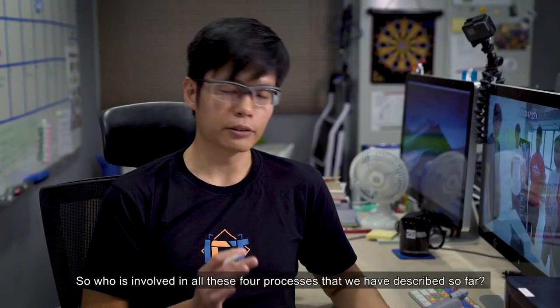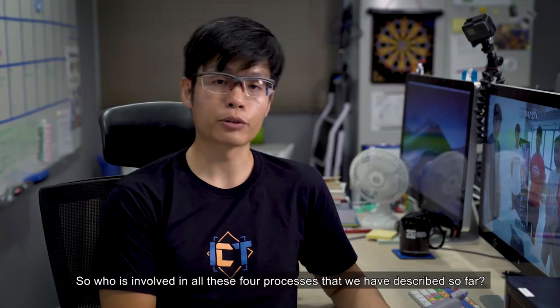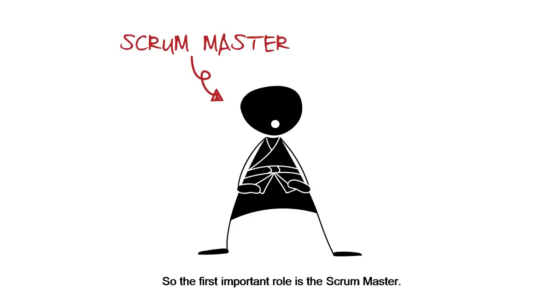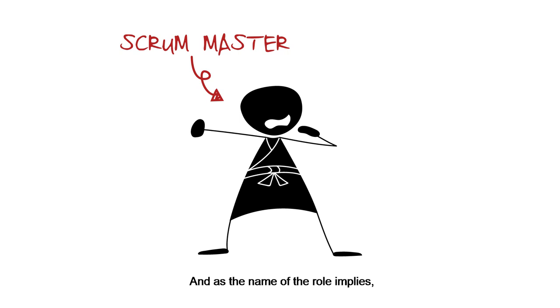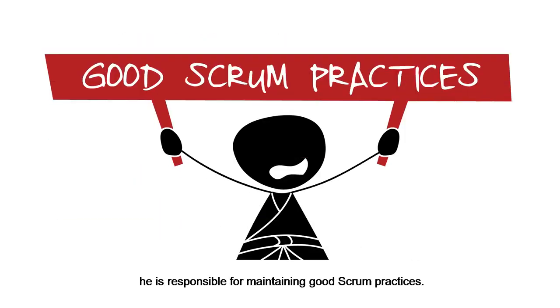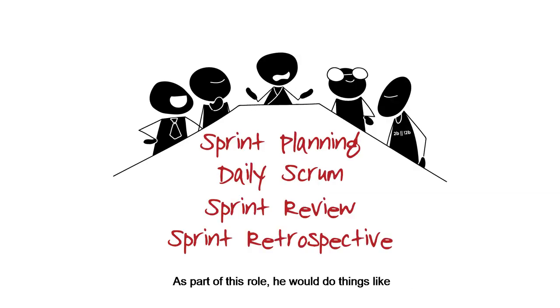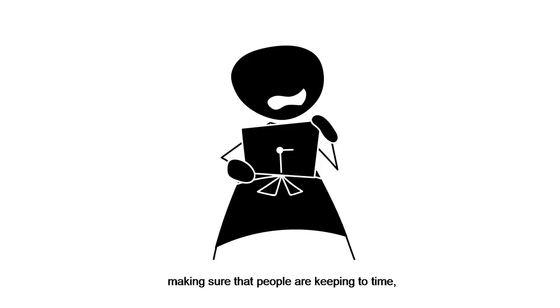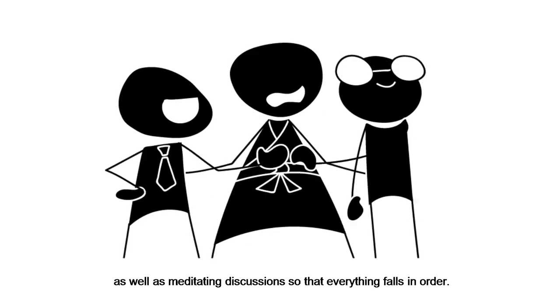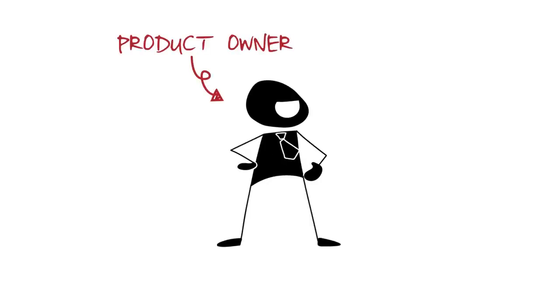So who is involved in all these 4 processes that we have described so far? So the first important role is the Scrum Master. And as the name of the role implies, he's responsible for maintaining good Scrum practices. As part of this role, he would do things like hosting all the 4 meetings, making sure that people are keeping to time, as well as mediating discussions so that everything falls in order.